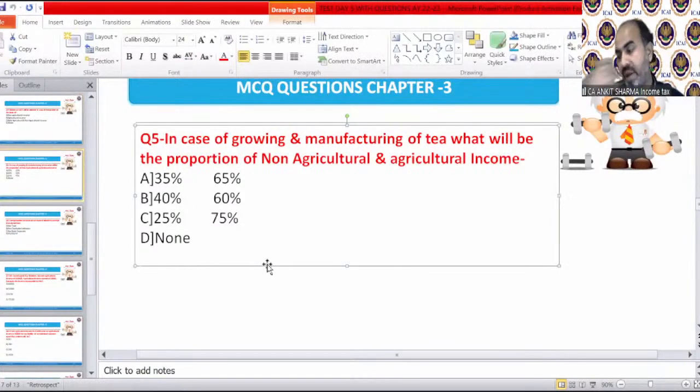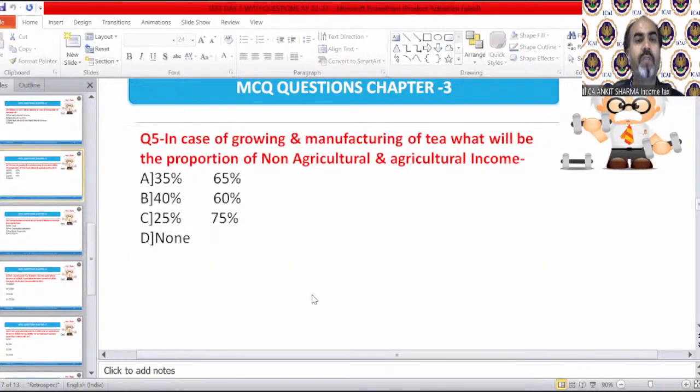In case of growing and manufacturing of tea, what will be the proportion of non-agricultural and agricultural income? It's a very simple, very easy question, so I'll not take much time. I'll answer the question. The correct option is B, 40% and 60%.